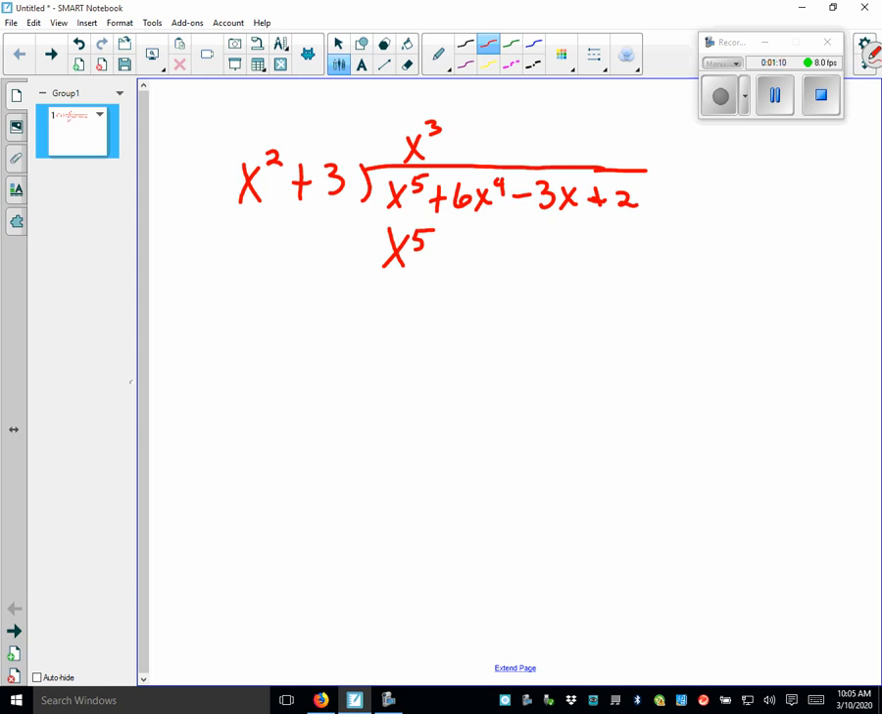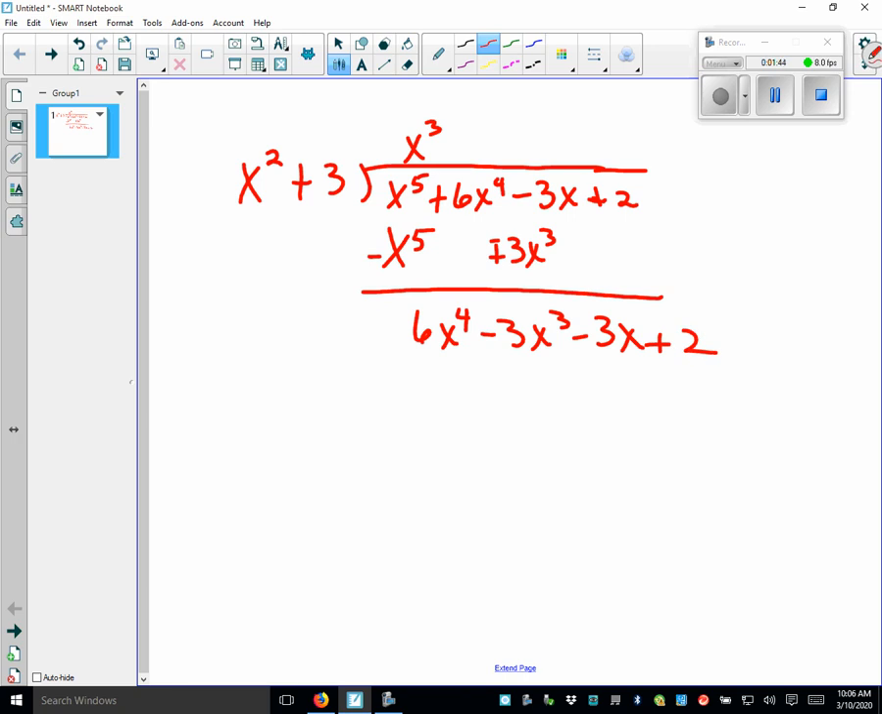Oh, I don't have an x cubed spot. So I just put it in the middle, leaving an empty spot. Okay. 3x cubed. Now what? Change the signs and add. This is what gets a lot of you. When I add, I have 6x to the 4th minus 3x cubed minus 3x plus 2. Right?